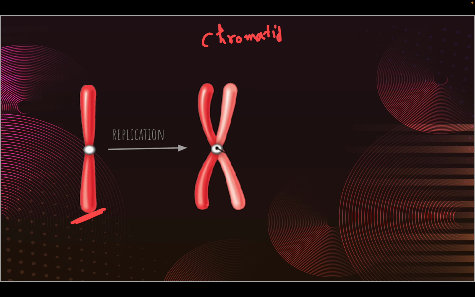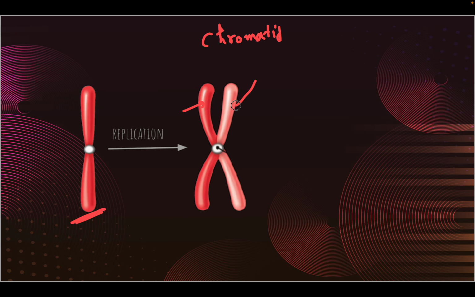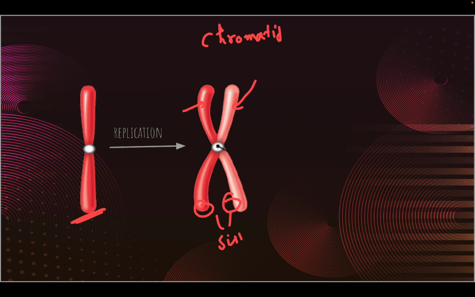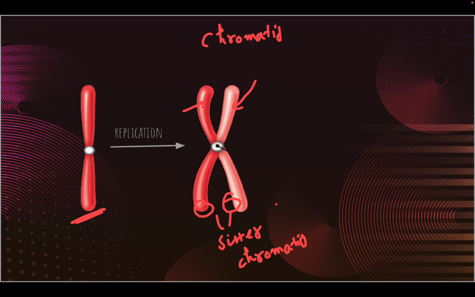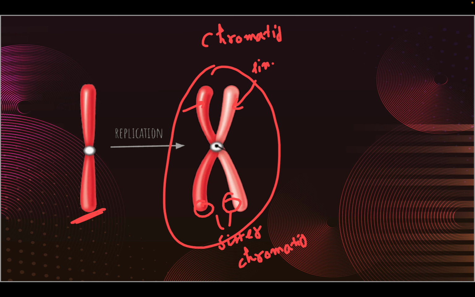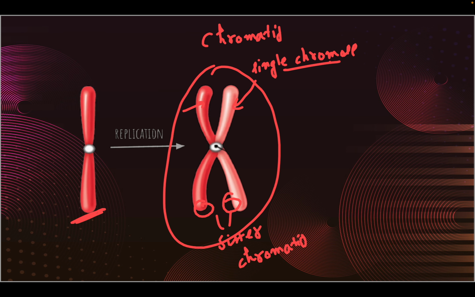So here you can see this is one copy, this dark red, and this light red is the second copy. So this first copy is called one chromatid and the second copy is called the second chromatid. So basically they are called sister chromatids. Overall, this molecule will be called one chromosome, a single chromosome. So till the time these two copies, which are called chromatids, are tied together, they are not separated.